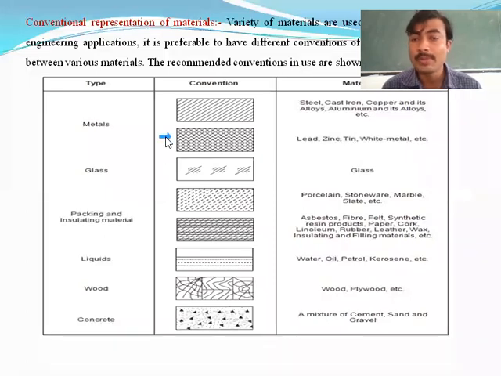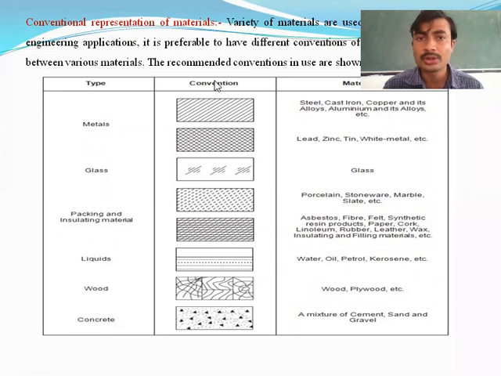This one is to be used when the material is lead, zinc, tin, white metal, etc. The next one is glass. Suppose the object or the component is made up of glass, this kind of representation you have to use.